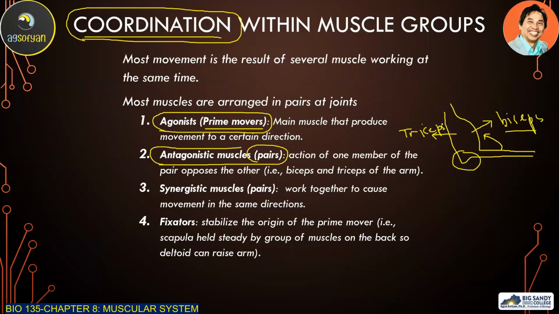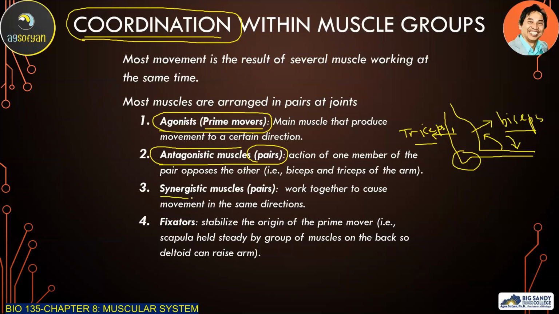If you contract the triceps, what happens? Your elbow will be extended. So this is extension. So when the triceps contracts, then the biceps should be relaxed. So again, these are examples of antagonistic muscles.